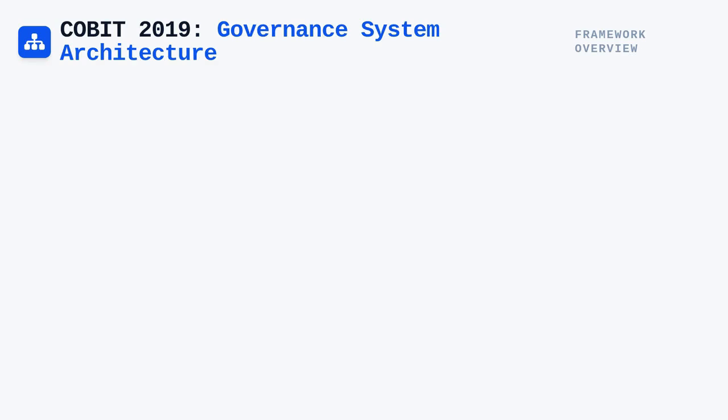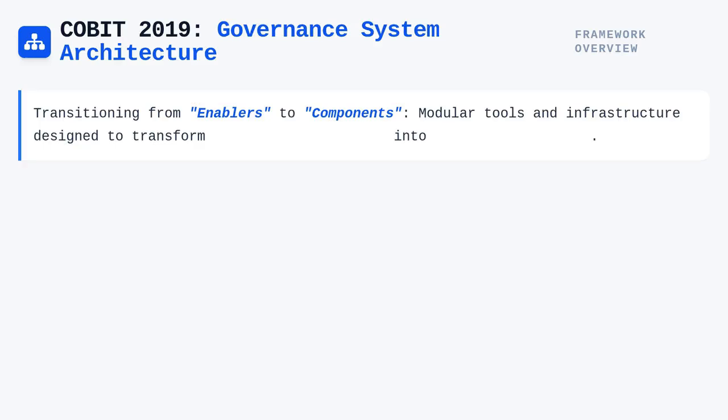In COBIT 2019, the architecture of a governance system is not merely a theoretical construct, it is a practical arrangement of components designed to deliver value. You can think of these components as the specific tools and infrastructure required to transform governance intentions into measurable outcomes. Historically, these were referred to as enablers, but the nomenclature has shifted to components to better reflect their role as modular parts of a larger machine.